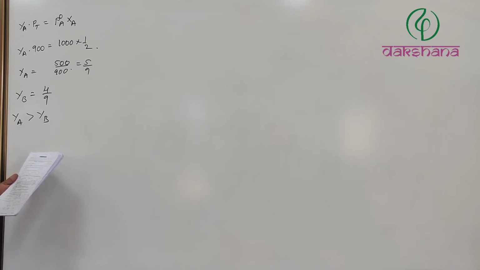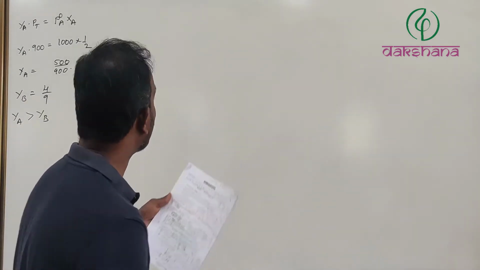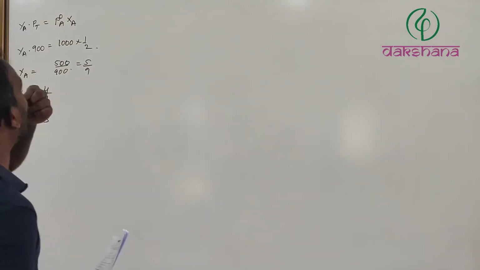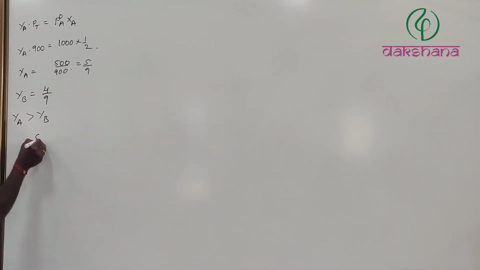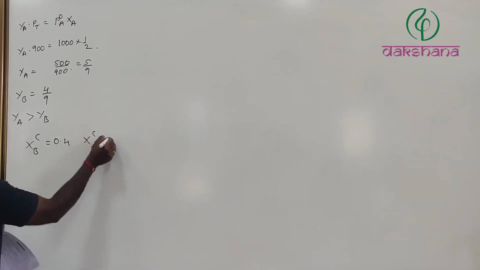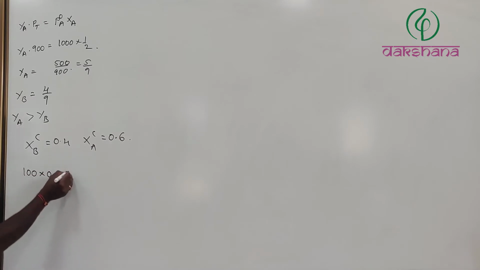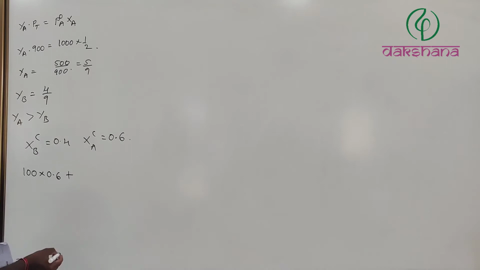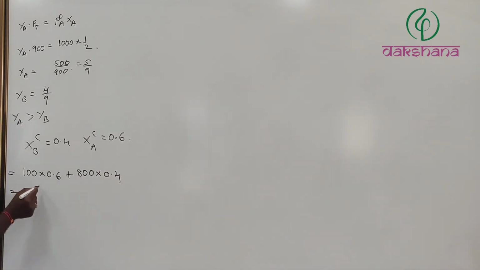Next, the vapor pressure above the condensate will be 920 mm of Hg at the same temperature. There we have to calculate the vapor pressure above the condensate. Now, XBC we know is 0.4 and XAC is 0.6, and we have P naught A and P naught B. Just now we got P naught A as 1000 into 0.6 plus P naught B, which we got as 800, into 0.4, which equals something around 600 plus 320. How much is that?